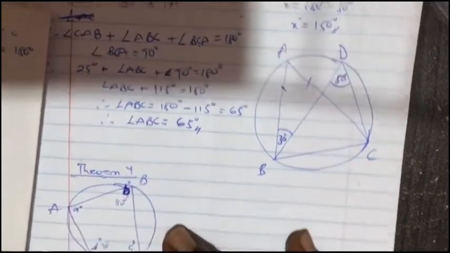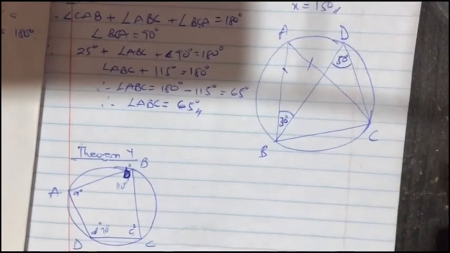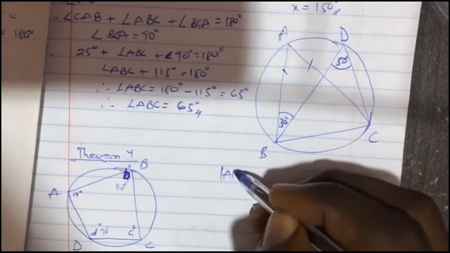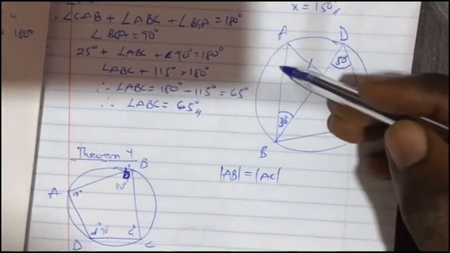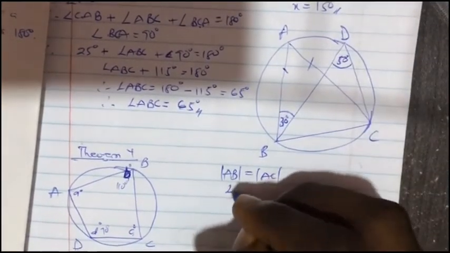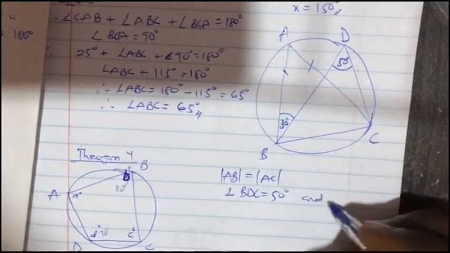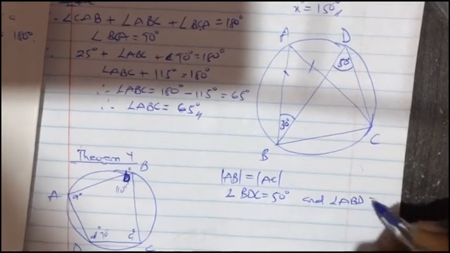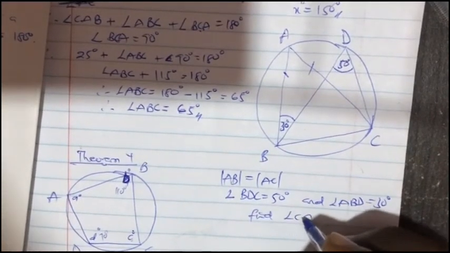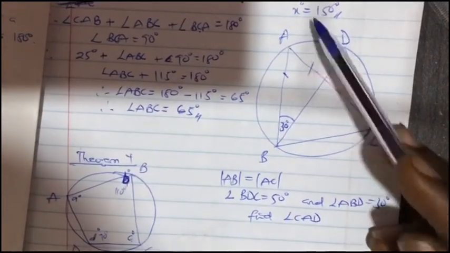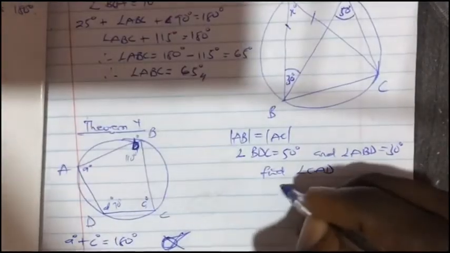There you go. So the question goes like this: in the figure, A, B, C, D are points on a circle, and they give that AB is equal to AC. So line AB is equal to line AC, demarcated by these lines. Angle BDC is equal to 50 degrees, and angle ABD is equal to 30 degrees. Calculate, or find, angle CAD. So you're supposed to look for angle CAD. Where is angle CAD? This is angle CAD. So I'll start the solution.